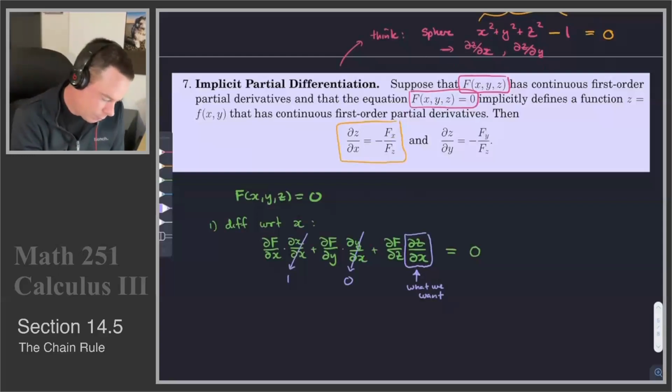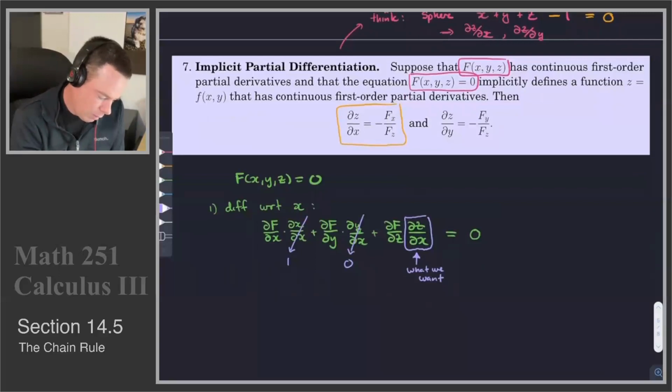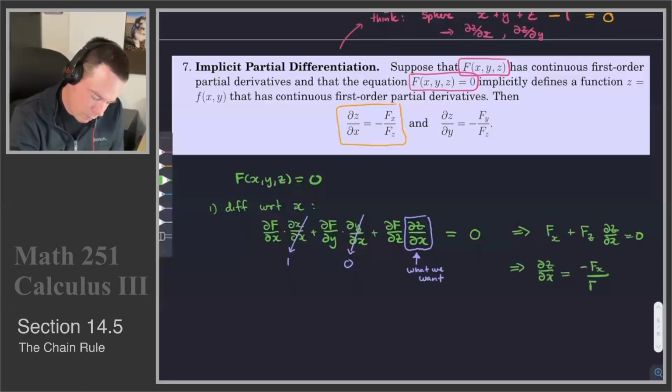So what we've got is an equation involving that derivative that I'm trying to find. So I'm just going to write it in another way. Rather than df/dx, I'll write it as f sub x for the partial derivative. That's times 1 plus f sub z times dz/dx. That's equal to 0. So now we can go ahead and solve for dz/dx. And we get negative f sub x over f sub z. That's that first expression.